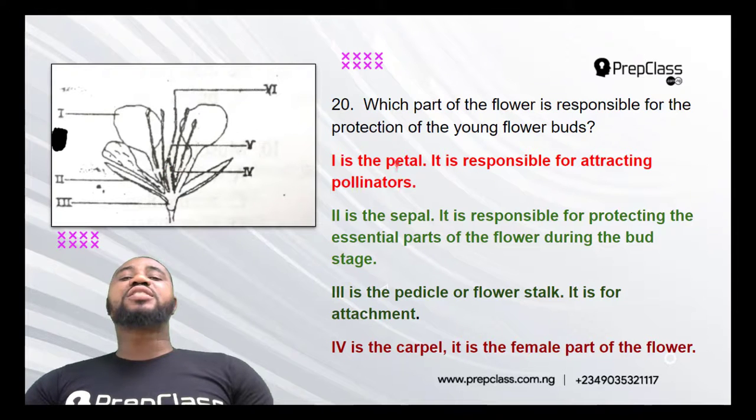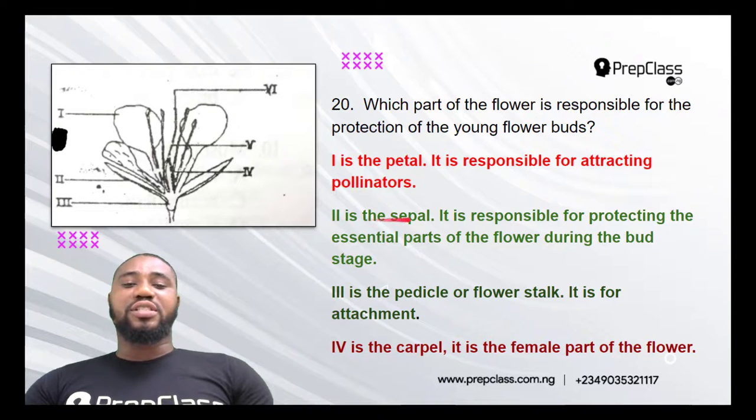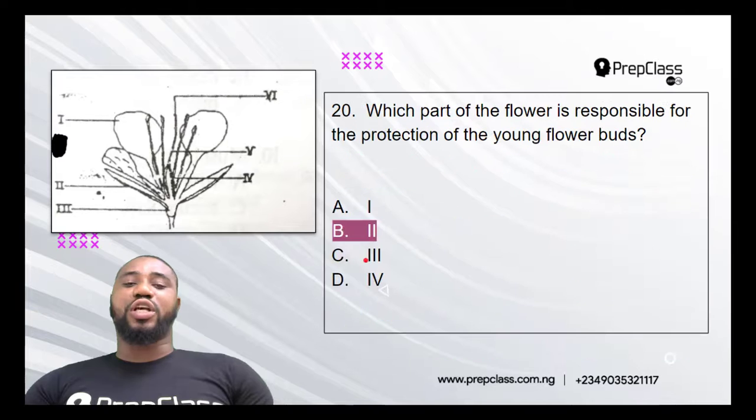So from all these things we've labeled and explained now, which one is our correct answer? They say protecting young flower buds. So you can see that the correct answer is 2, which is the sepal. It is responsible for protecting the essential parts of the flower during the bud stage. So your correct answer is II, which is what? 2.